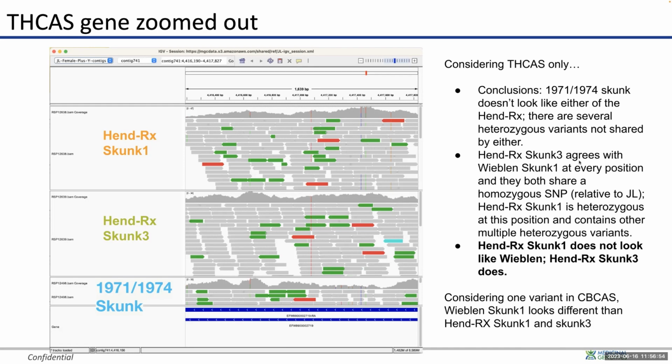Yeah, and even on the phylo tree, skunk 1 and skunk 3 show up right next to each other, and then the 1971-74 skunk shows up on the opposite side of the tree. So if you look across the whole genome, there's a lot more differences and variation.